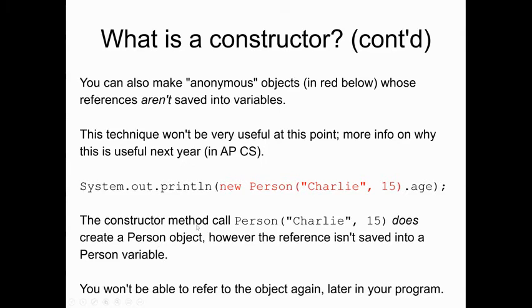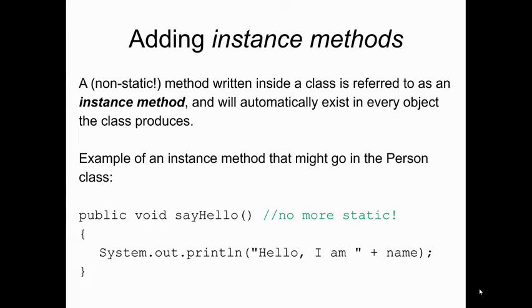The constructor method call, person Charlie, comma 15, does create a person object. However, the reference isn't saved in a person variable. You won't be able to refer to the object again later in your program because we didn't assign it to a variable.